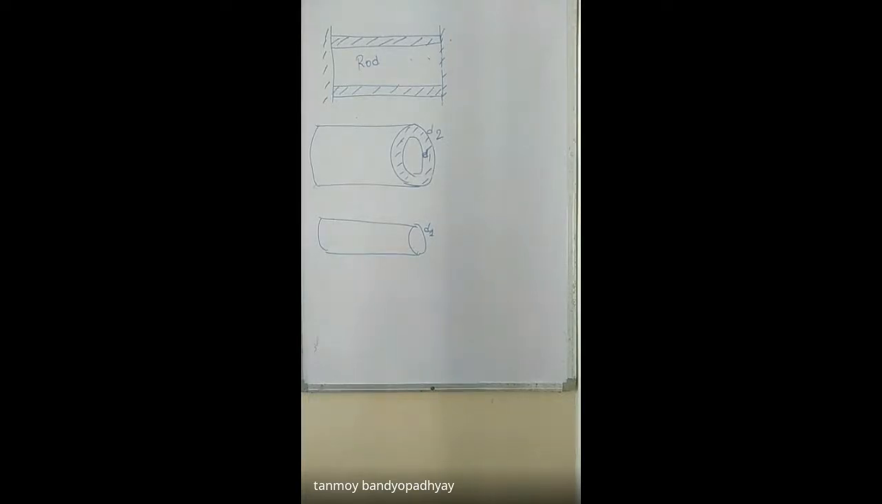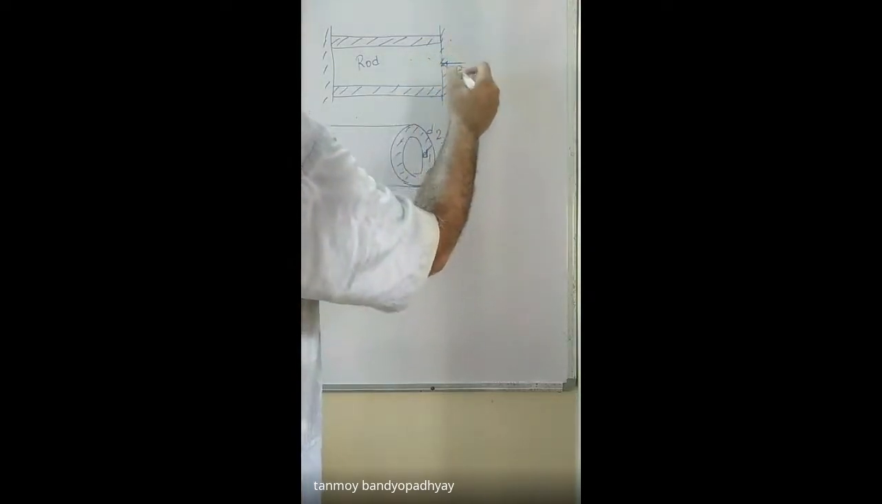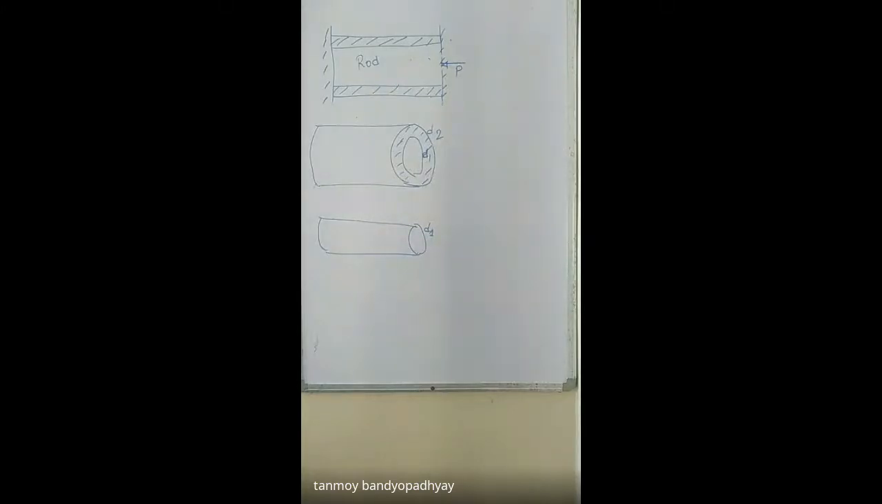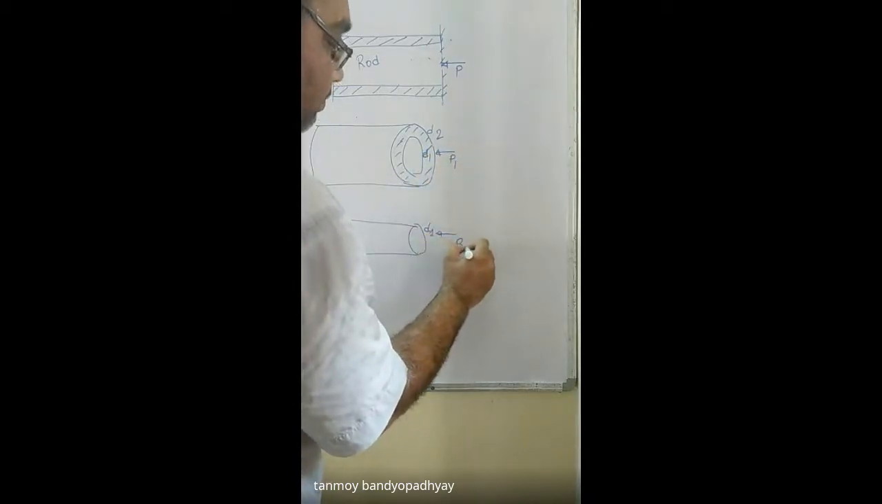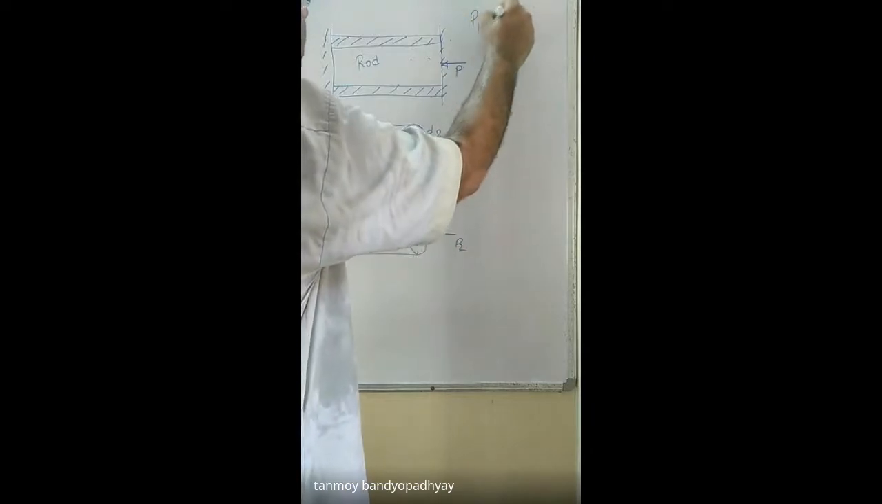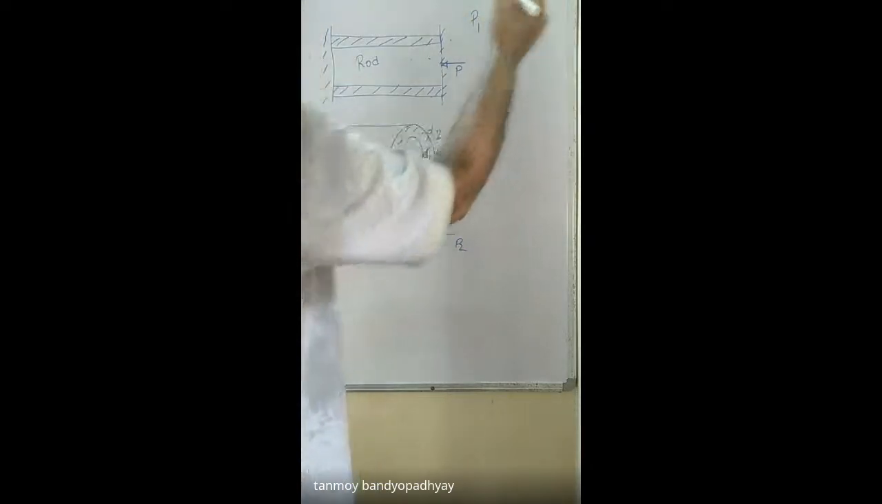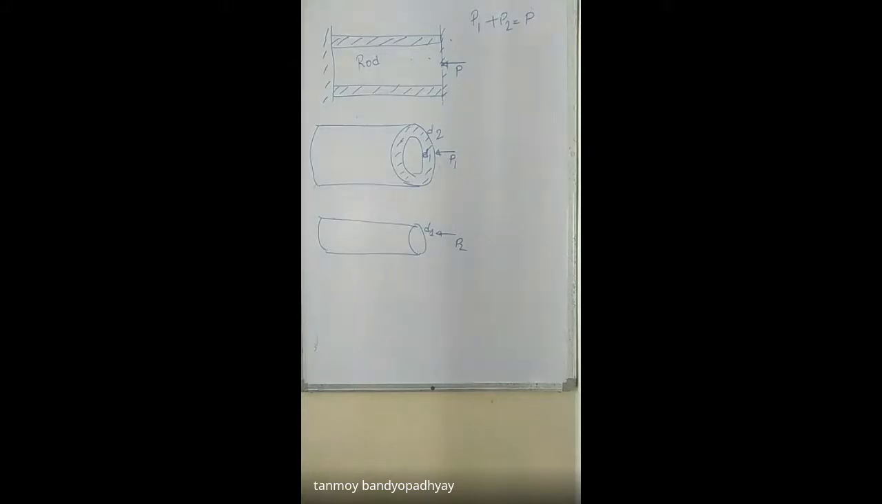Let me go to the problem. In this problem, a load has been applied from the right end, so there will be internal forces. This P will be supported by two forces, one on the rod and another one on the tube. Let this part support a load of P1 and this part support a load of P2, so that P1 plus P2 should be equal to the total load P. As you can see, this is the only equation that we can form.